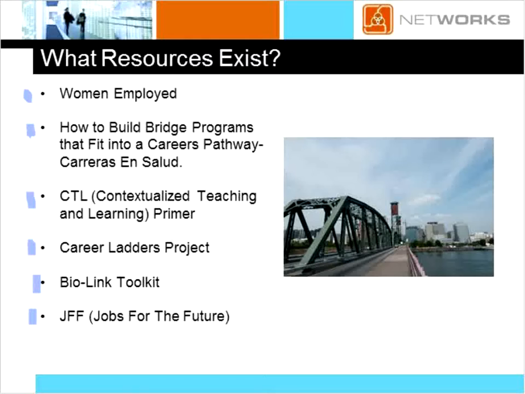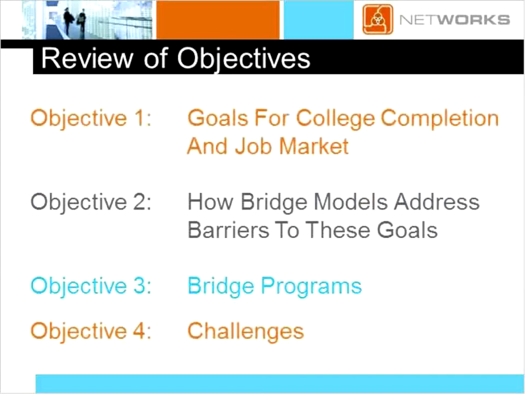So with that, I'd like to go back to our objectives to retouch on those and sort of review what we've talked about here. So for the first objective, we've talked about goals for college completion in the job market. John provided some labor market analysis to state the case for the fact that we're missing some of these targets in the workforce. And objective 2, we talked about barriers and how bridge models address these barriers. Objective 3, we discussed various bridge programs, and briefly we discussed the challenges.